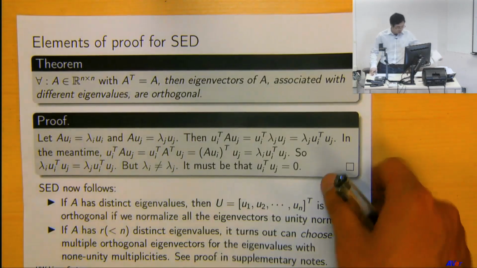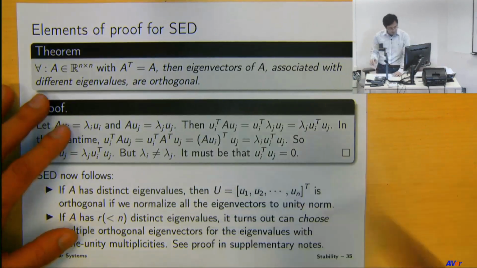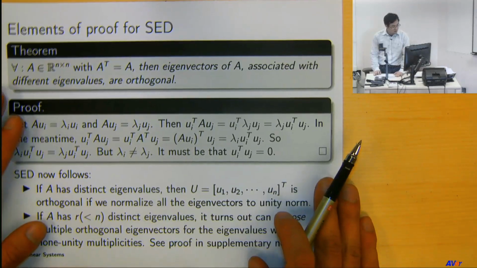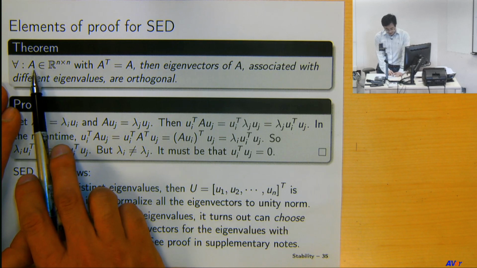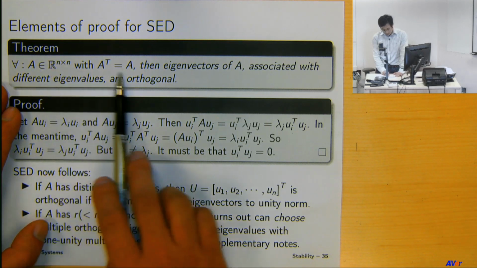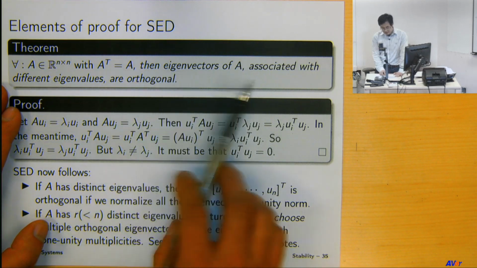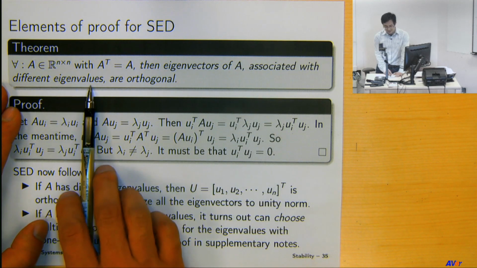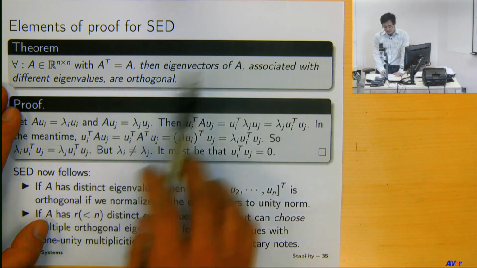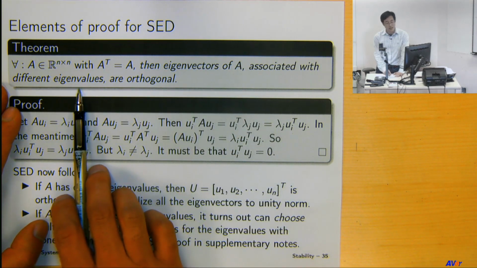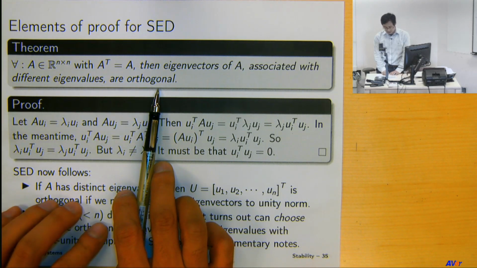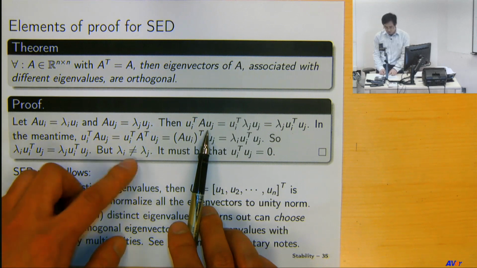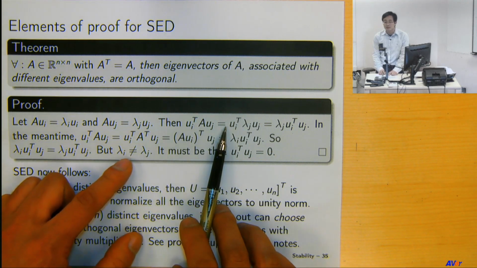That can be proved, not difficultly. It is a fact. If A is a real symmetric matrix, then the eigenvectors associated with different eigenvalues are going to be orthogonal, guaranteed. So the proof is doing another trick, similar to what we discussed.